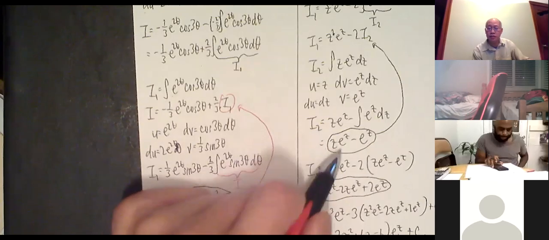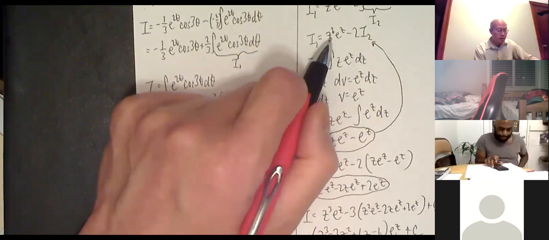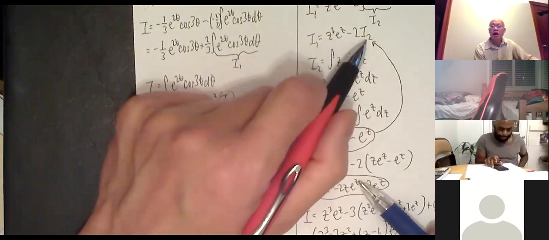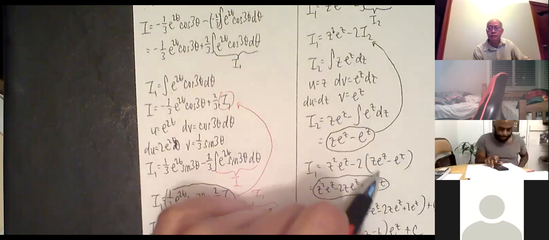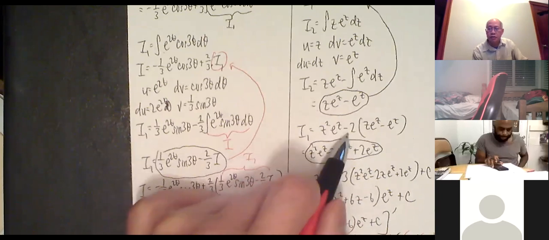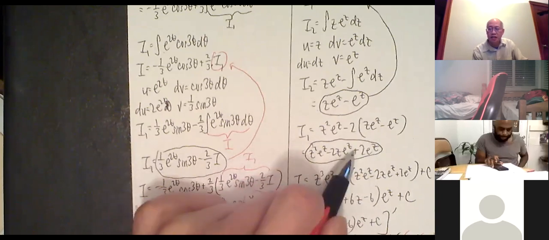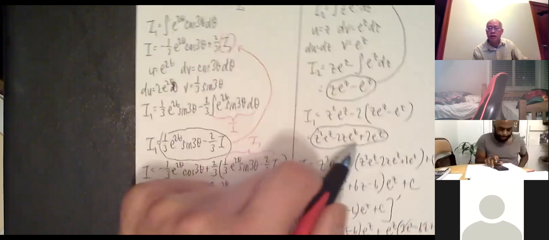So now I know I2 is this, right? So I plug that right back over here. So I1 is z squared e to the z minus 2I2. And I now know that I2 is this mess. So I put that in there, clean that up. So z squared e to the z minus 2z e to the z, and then negative 2 times negative that. So it's plus 2 e to the z.